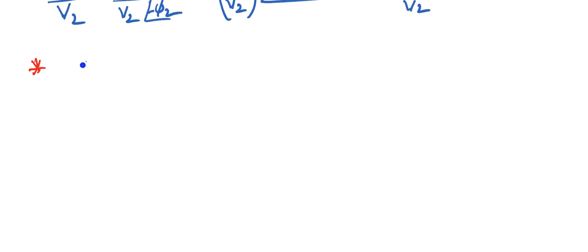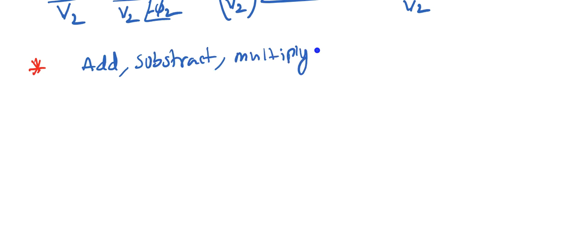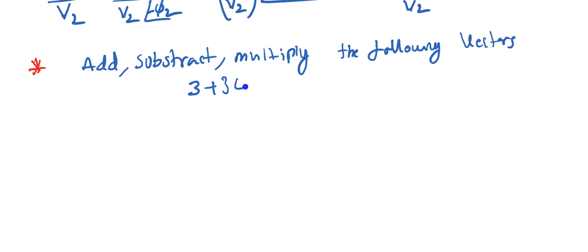So suppose we add, subtract, and multiply the following vectors. Two vectors are given: 3 plus j4, and we also have 2 plus j3. So I can name this one solution.